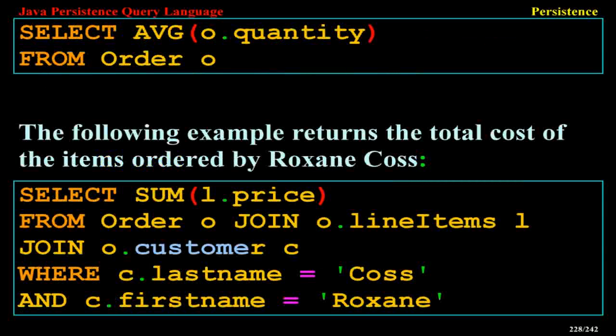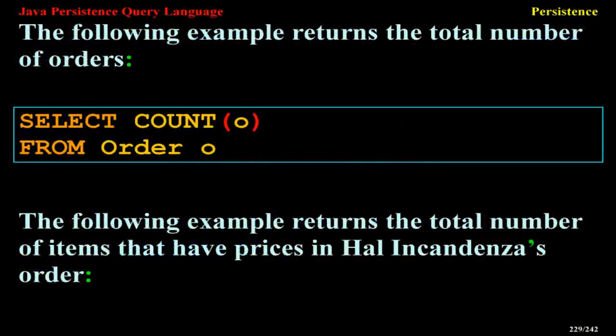The following example returns the total cost of the items ordered by Roxanne Coss. SELECT SUM(l.price) FROM Order o JOIN o.lineItems l JOIN o.customer c WHERE c.lastname = 'Coss' AND c.firstname = 'Roxanne'. The following example returns the total number of orders. SELECT COUNT(o) FROM Order o.